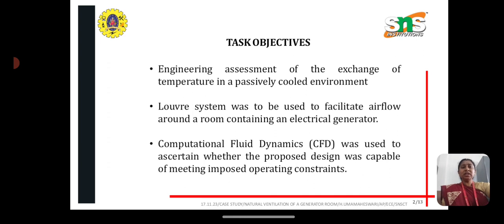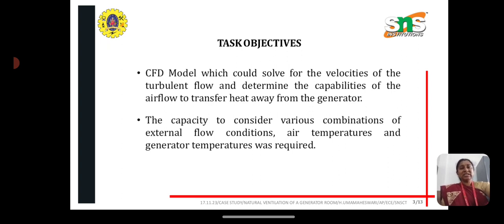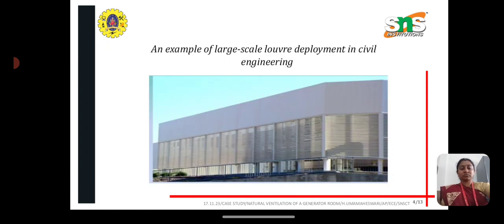Then we'll have computational fluid dynamics. This computational fluid dynamics was used to ascertain whether the proposed design was capable of meeting the imposed operating constraints. This computational fluid dynamics model could solve for the velocities of the turbulent flow, and it determines the capability of the airflow to transfer the heat away from the generator. The capacity to consider various combinations of external flow conditions, air temperatures, and the generator temperature was also required. Here, an example of a large-scale louvre deployment in civil engineering is shown in this diagram.